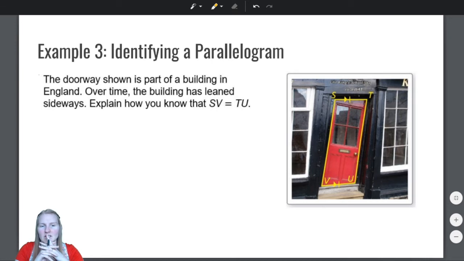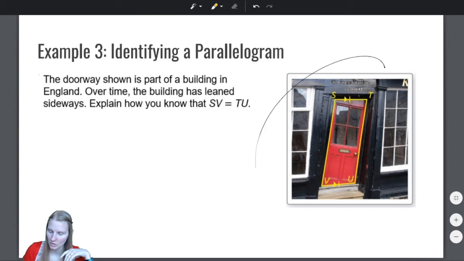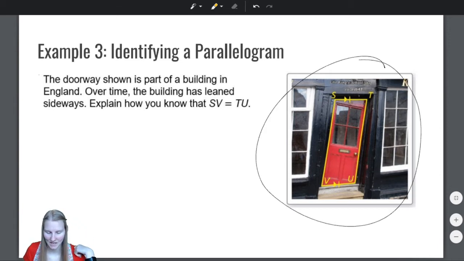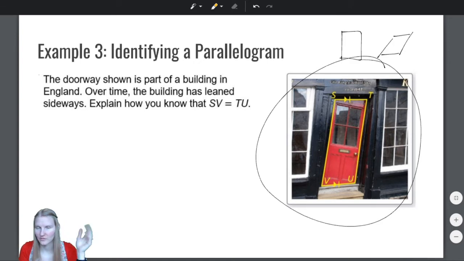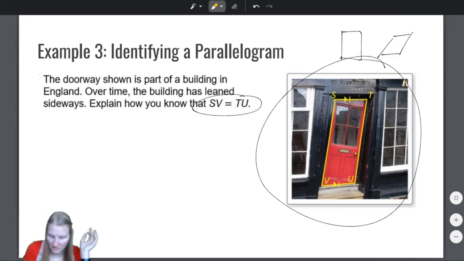So, example 3, identifying a parallelogram. The doorway shown is part of a building in England. Over time, the building has leaned sideways, so you can see the door is not standing upright. It's kind of fallen over a little bit. It's leaning over sideways. So explain how you know that SV equals TU. So SV is right here, and TU is right here.